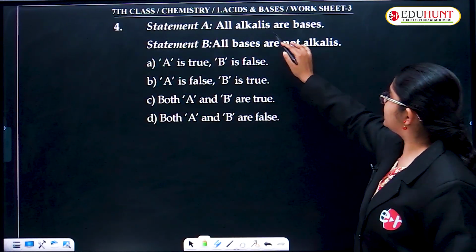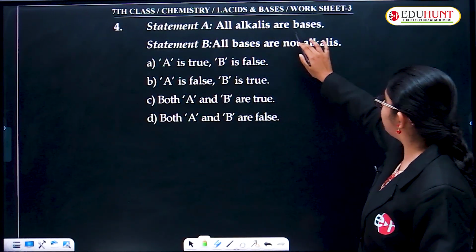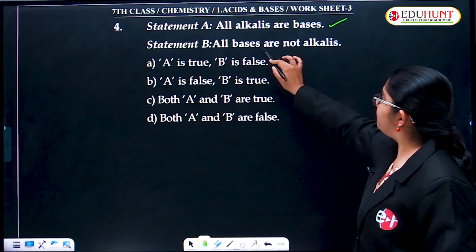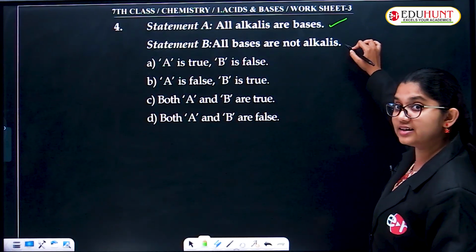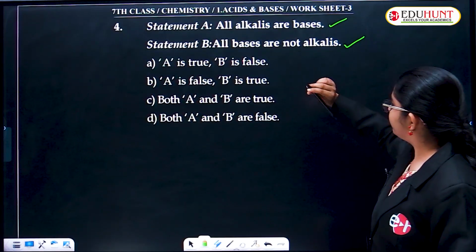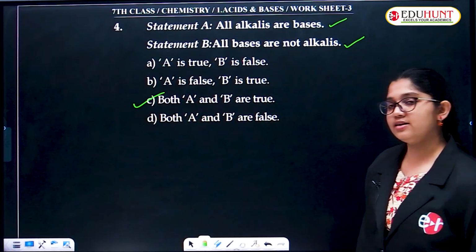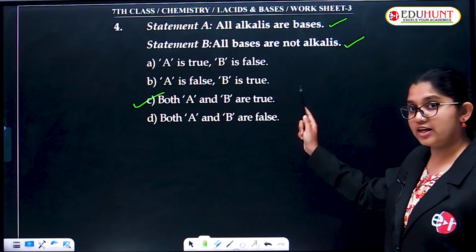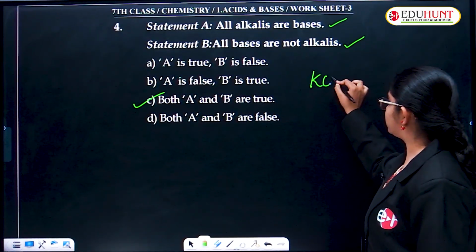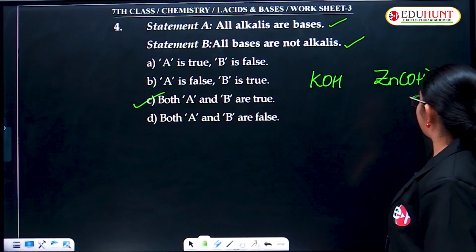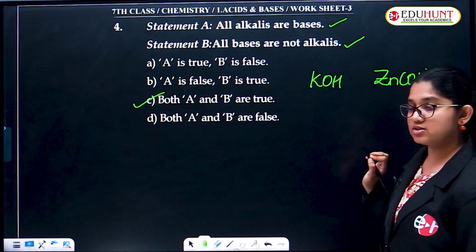Yes, statement A, all alkalis are bases, yes. Statement B, all bases are not alkalis, absolutely true. So option C, both A and B are true. I will give examples also. I give the example of KOH and Zn(OH)2, potassium hydroxide and zinc hydroxide.